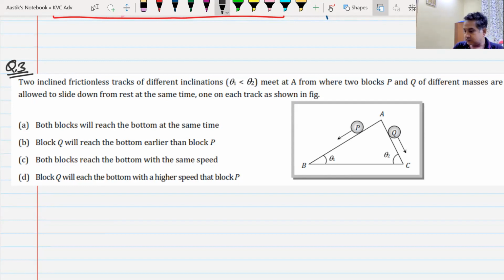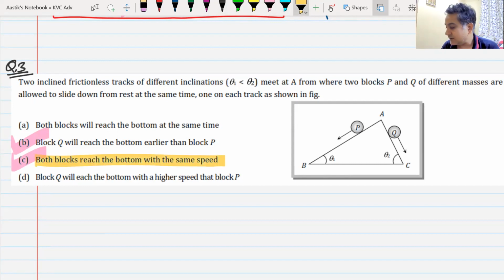Sir, it's B and C. B and C are the correct options. Why are they correct? C option is very simple to understand, right? If you apply law of conservation of energy from A to B or from A to C, the equation would be same. Mass will cancel from both sides. If I call this height as h, they will both reach down with a speed equal to root of 2gh.